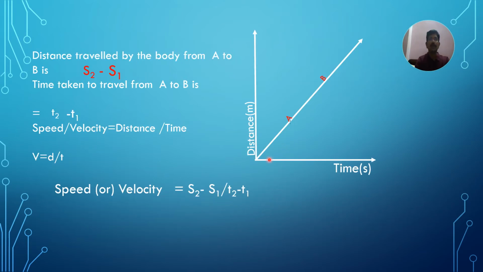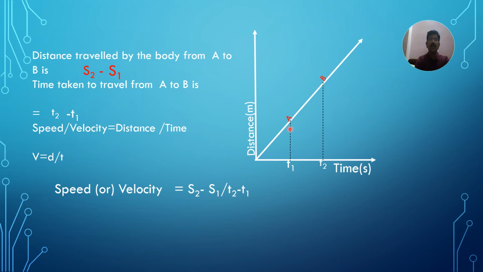Now see this one. The slope of this line always indicates what? The slope of the line always indicates the speed or the velocity of the body. Observe this one.